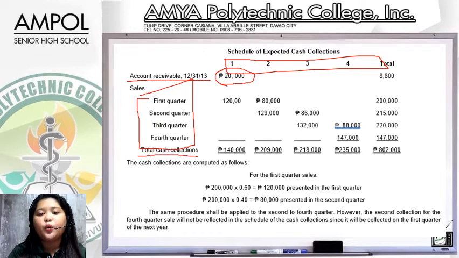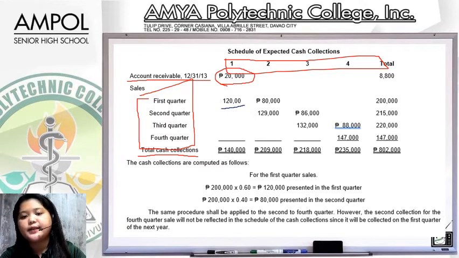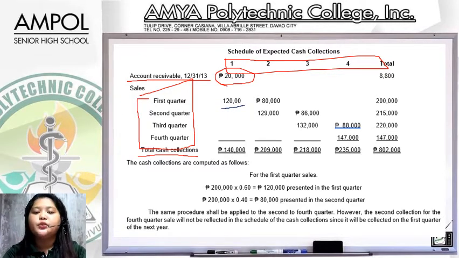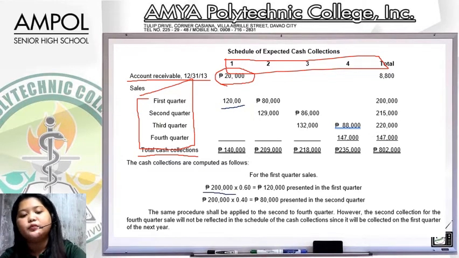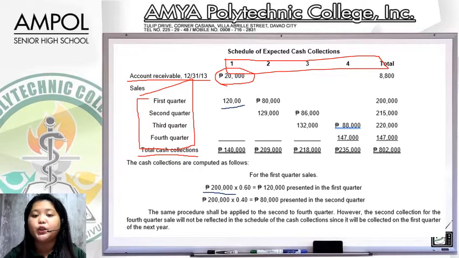On the first quarter, we have 120,000 here. How did we get the 120,000? The cash collections here are computed as follows. In the problem, we multiply the sales per quarter by 60% and 40%, for a total of 100%. So why did it become 200,000?